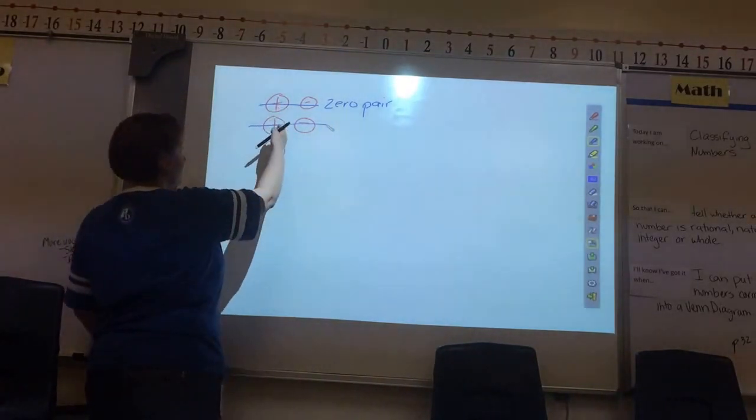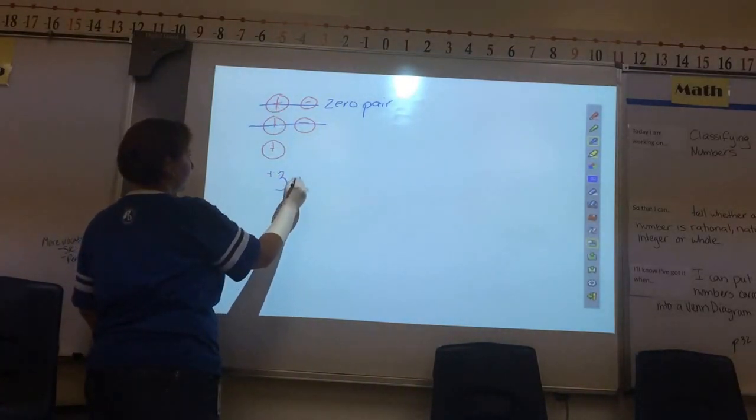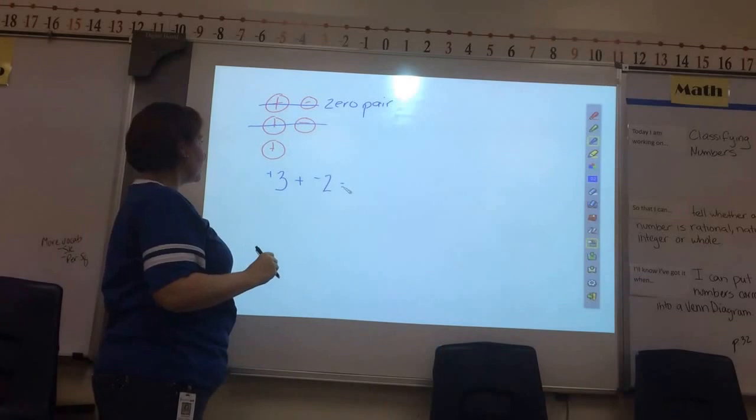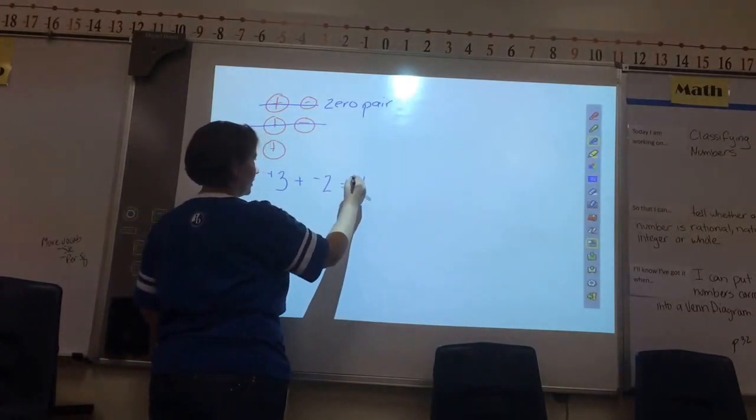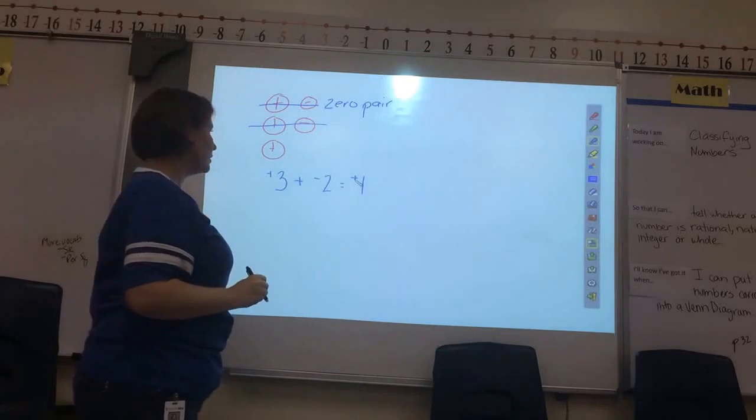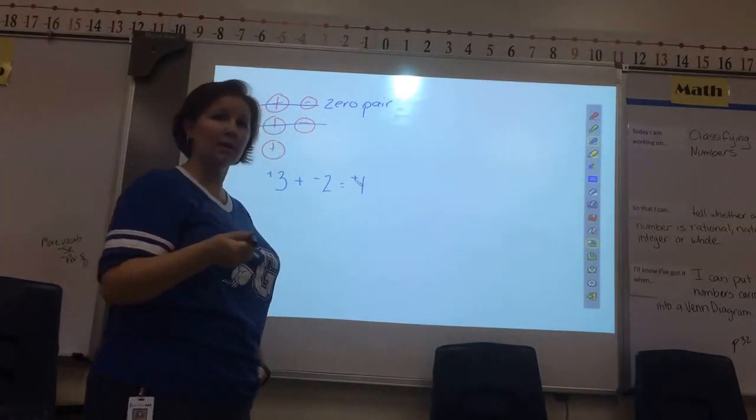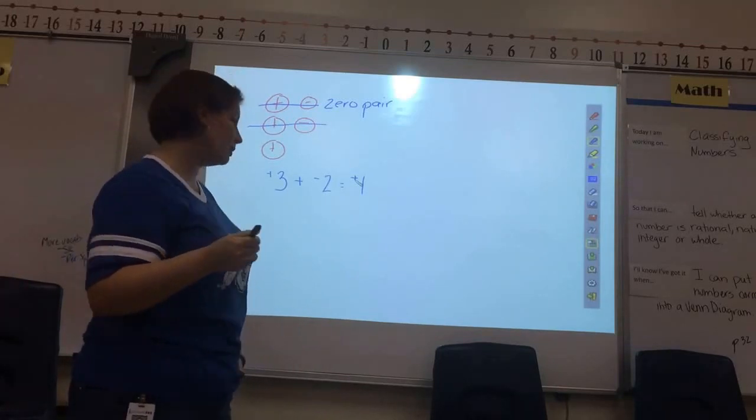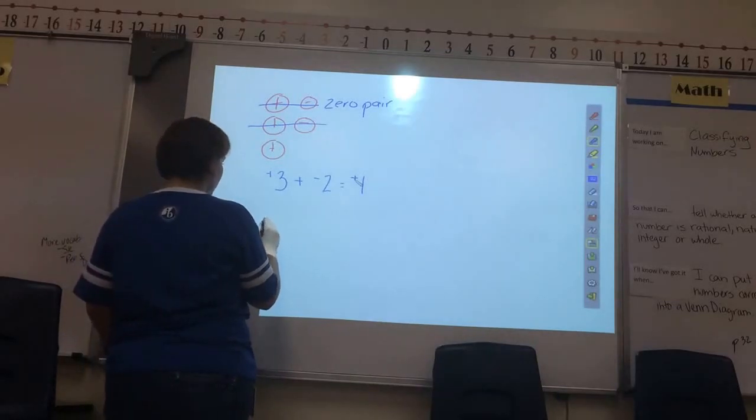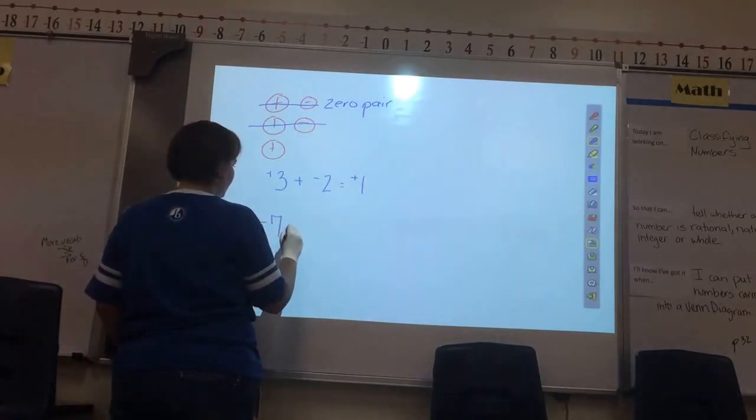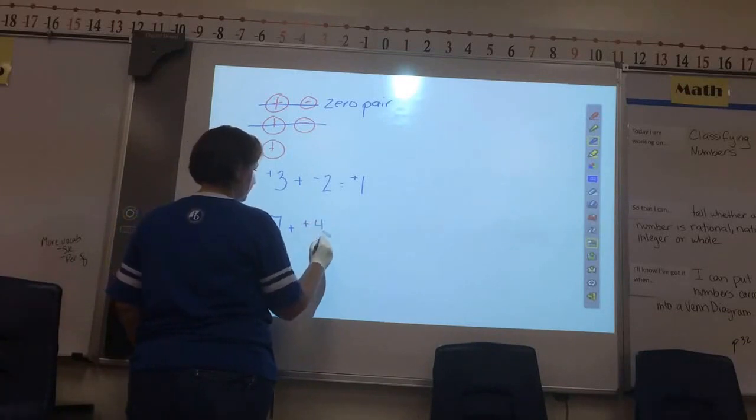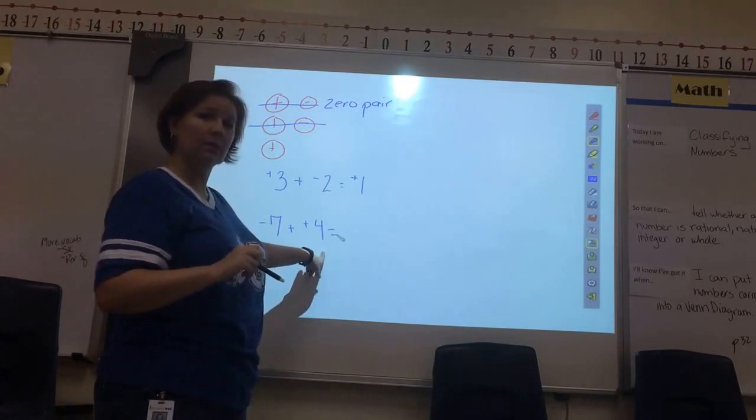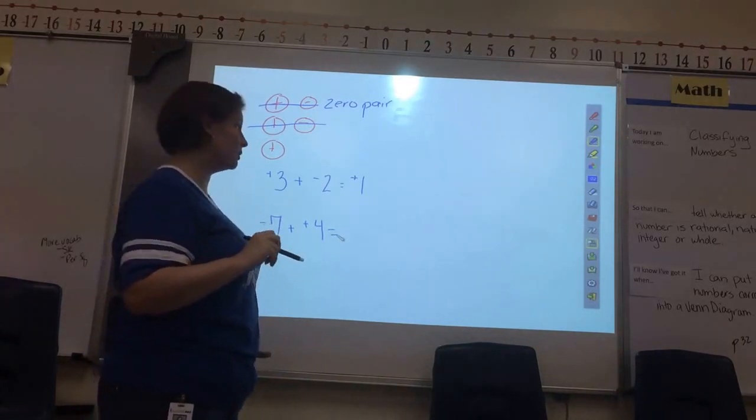So for example, this is positive 3 plus negative 2, and when I made my zero pairs, I was left with positive 1. So let's try one. Right now, I'm going to write a problem, you're going to pause, try the problem, and then unpause to check. So what if you did negative 7 plus positive 4? Right now, hit pause, try this problem. When you have an answer, unpause, and see what you get.